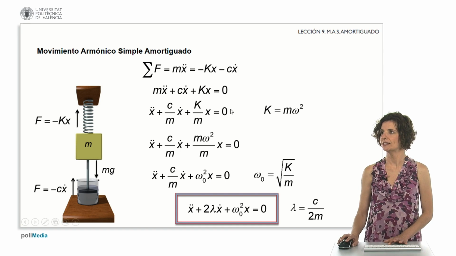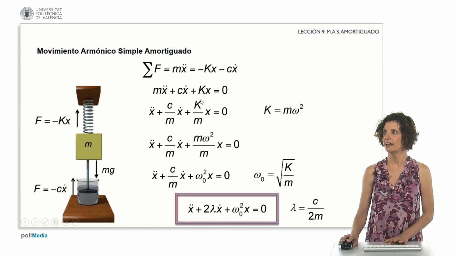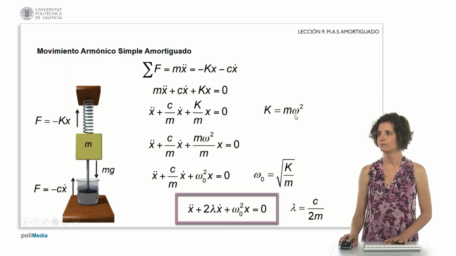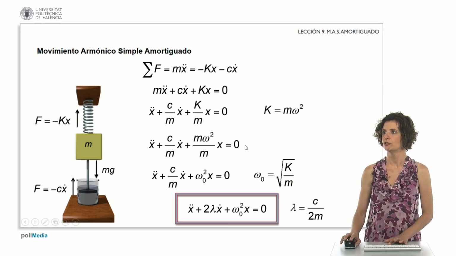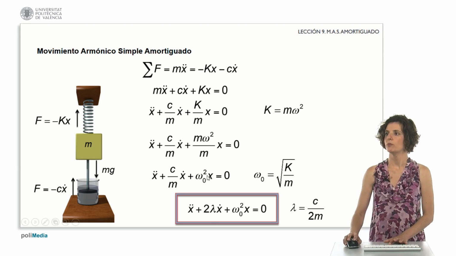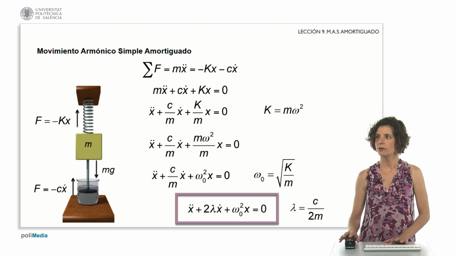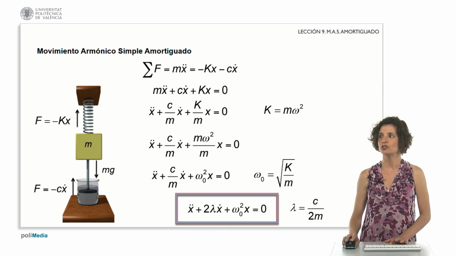What I have done now is to divide all the terms by m. Then this k, the elastic constant of the spring, I have replaced by the value that we all know, mass times pulsation squared. And we are left with this expression. Next, you see that I have changed omega to omega sub 0. This is to differentiate it from the omega that we will see in a moment, proper to the oscillations with damping.